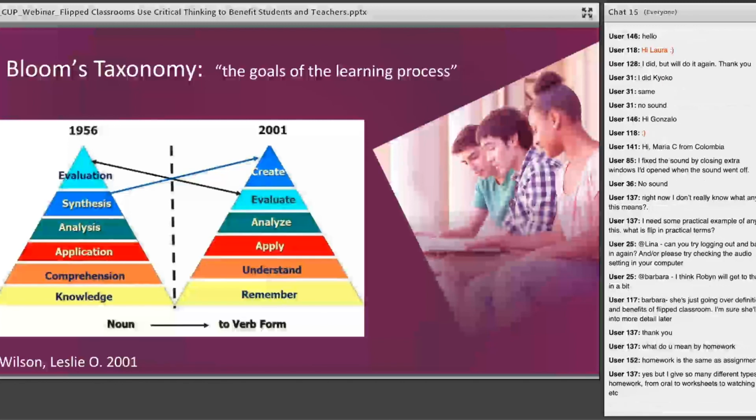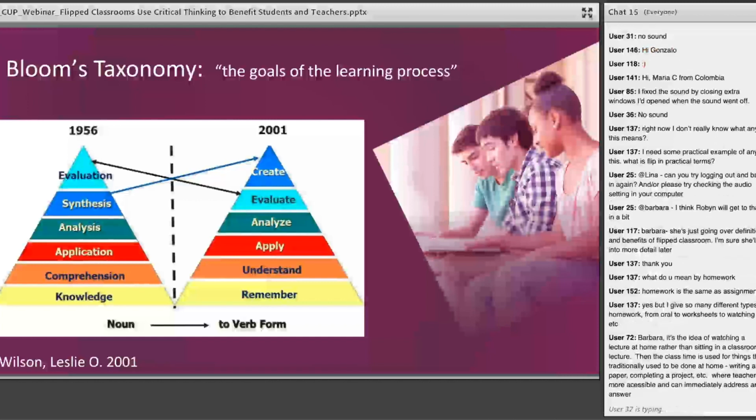The big differences are that they swapped the top two levels of Bloom's taxonomy, and they also converted the nouns into action verbs. Now, we can work with critical thinking at all levels of English teaching. But what we need to do is make sure that students actually use these higher levels of Bloom's taxonomy.